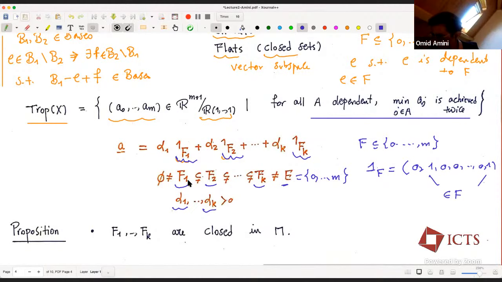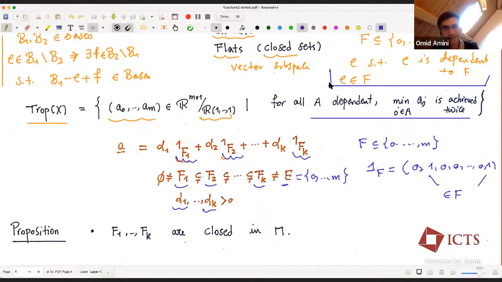This is not very difficult to prove. I just leave it as an exercise. And in the notes that I sent you, these expanded notes, you can find a proof of this proposition. But the fact is that now this tells you that any point in the tropicalization can be written as a positive combination of the characteristic vectors associated to closed sets. And actually it is given by a chain of closed sets inside the matroid.